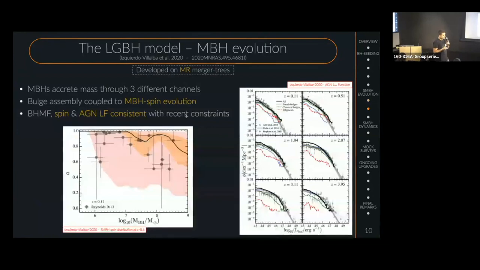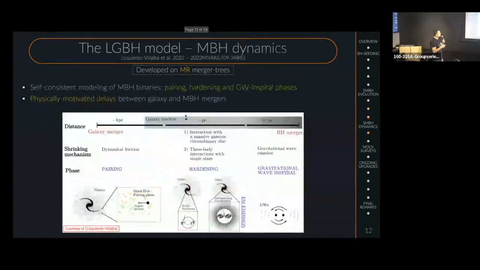And this allows us to draw predictions for the QSO, the quasar luminosity function at different redshifts, as I'm showing here on the right. This was obtained on the Millennium simulation, and the spin distribution, also at redshift close to 0, so 0.1, here on the left.